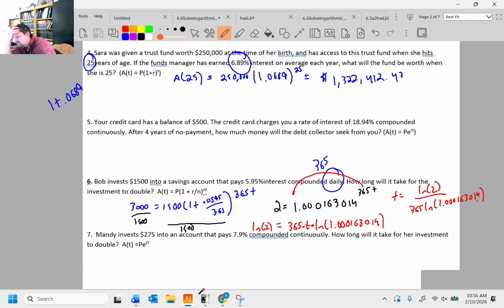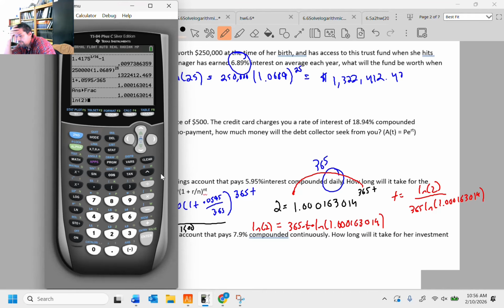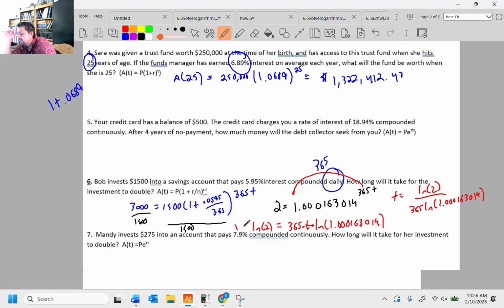1.000163014. Now, when I actually do this in a calculator, I'm not going to use the number I wrote on a piece of paper because, believe it or not, it was actually rounded. You're only seeing so many digits of that number. I'm dividing by 365 natural log of that. You should play along, by the way. 11.65. I guess this is years. Yes. 11.65 years because we're using the compound interest formula. All right, there you go. What else we got?